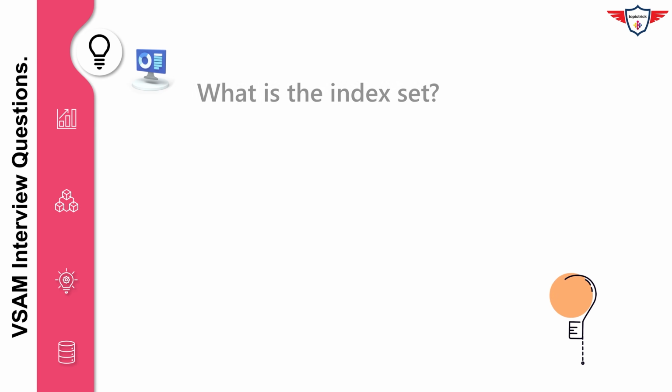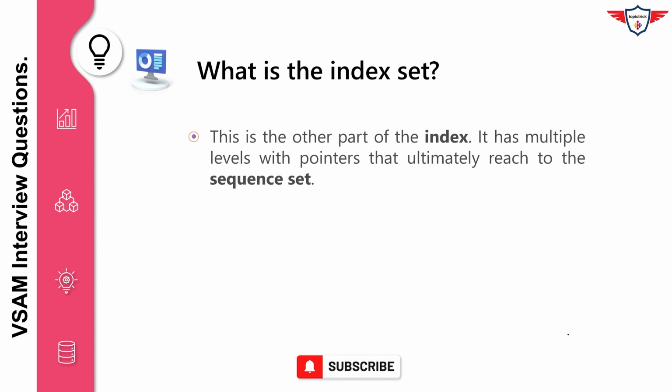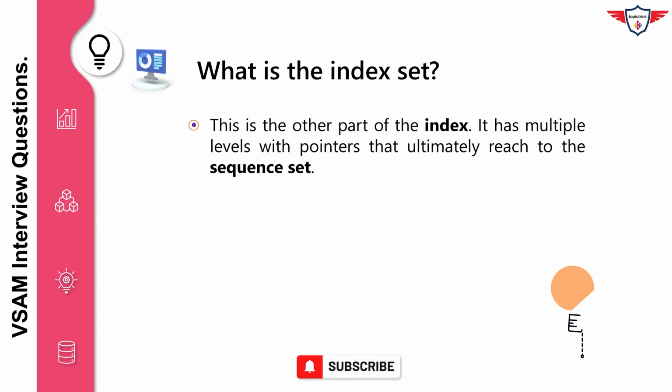What is the index set? Index set is the other part of the index. It has multiple levels with pointers that ultimately reach the sequence set.